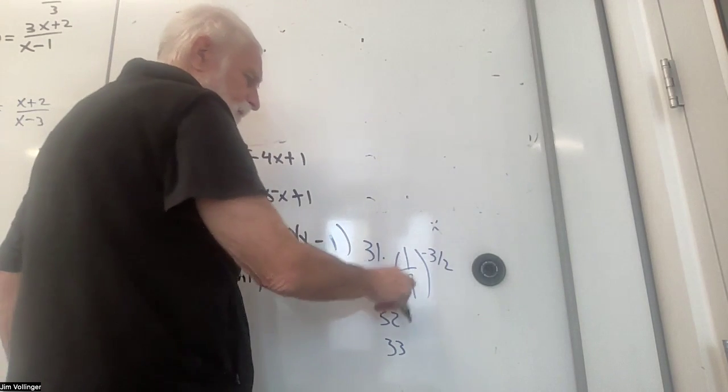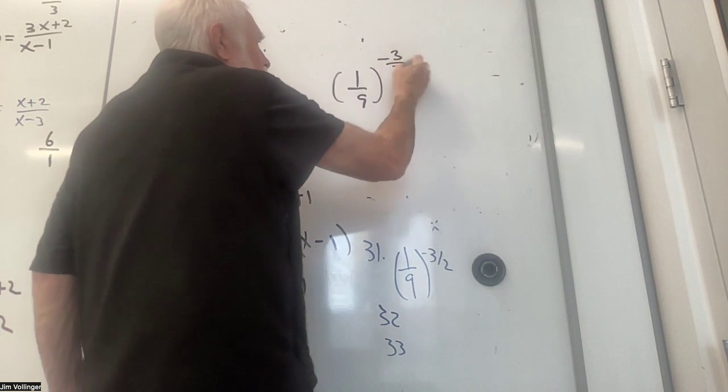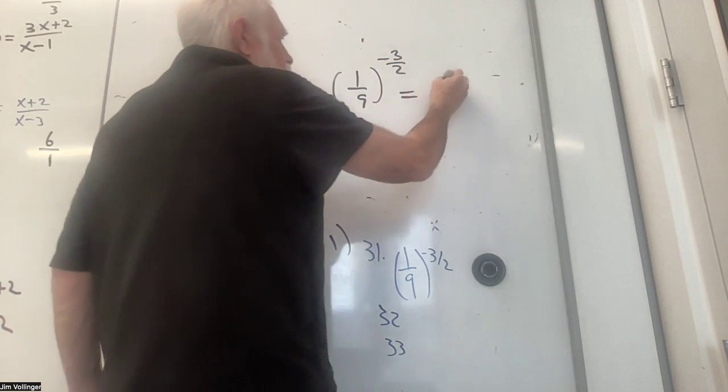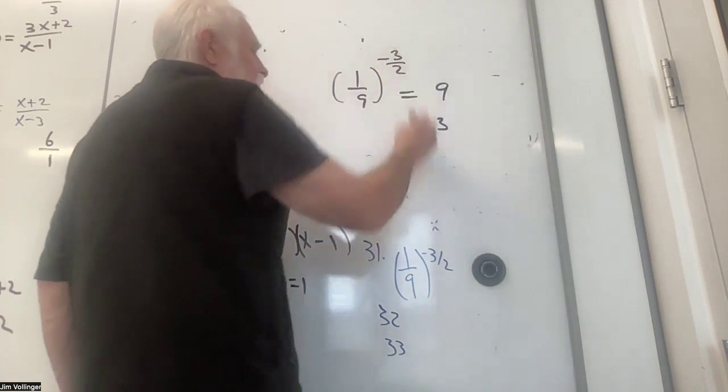All right, so I am going to flip this. I've got 1/9 to the -3/2. All right, I'm going to do the flip. Take the reciprocal. I'm going to take the square root. And then I'm going to cube.